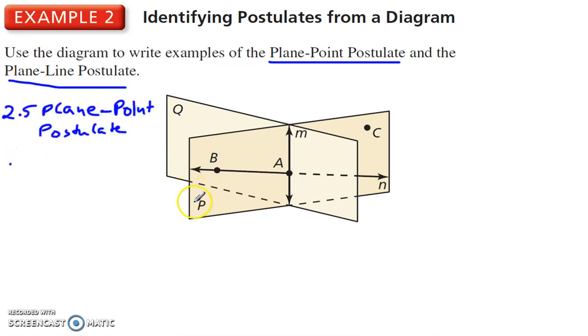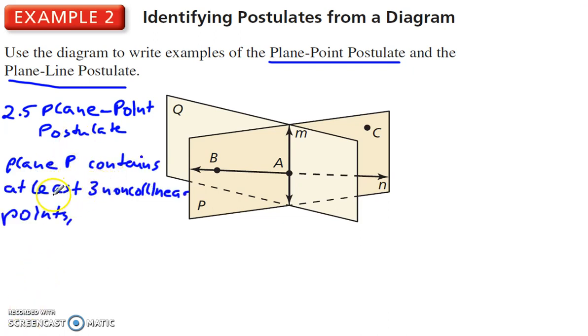So we have plane P here, and plane P contains at least 3 non-collinear points, A, B, and C.